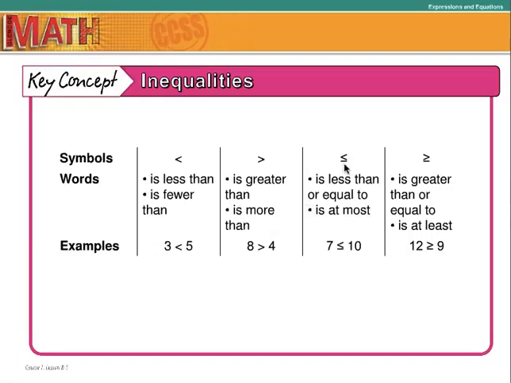Now here we have it with the line underneath, and that means something is less than or equal to, or is at most. 7 is less than or equal to 10. The most it could be is 10. It's greater than or equal to, or is at least. So 12 is greater than or equal to 9, or 12 is at least 9. It doesn't exactly make sense with just the numbers, but when we get into the equation part of it, that will become more clear for you, I hope.